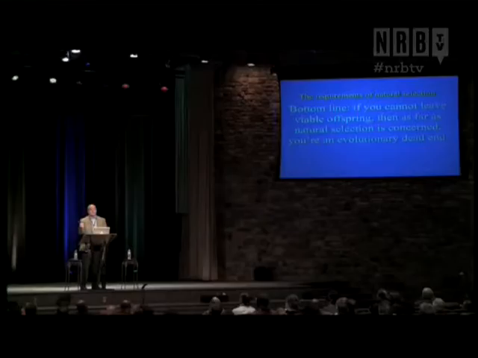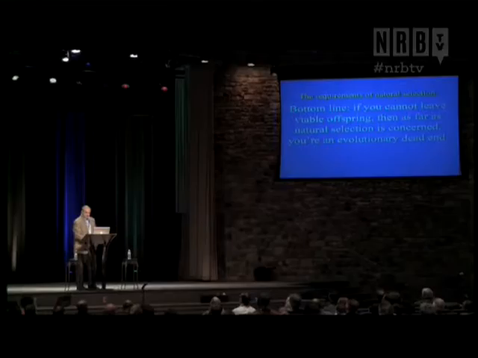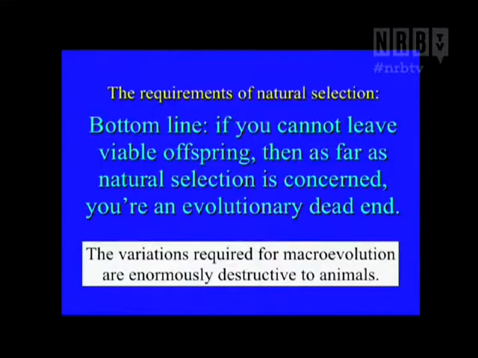It cannot be the raw materials for evolution. Here's the problem. The variations required for macroevolution are enormously destructive to animals. So we've got this fundamental paradox. The variation that we see is not relevant to macroevolution. The variation that would be relevant to macroevolution is enormously destructive.